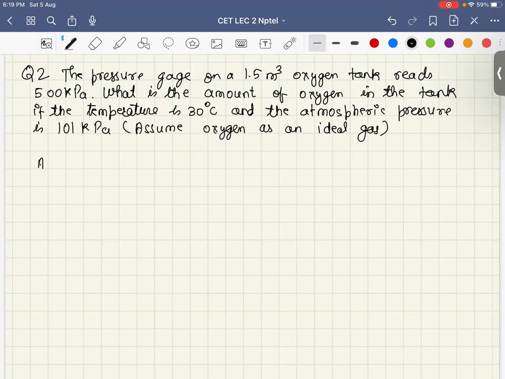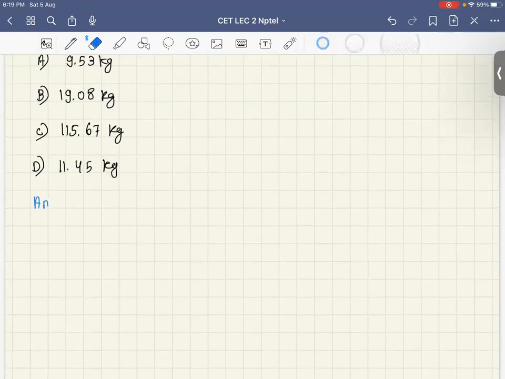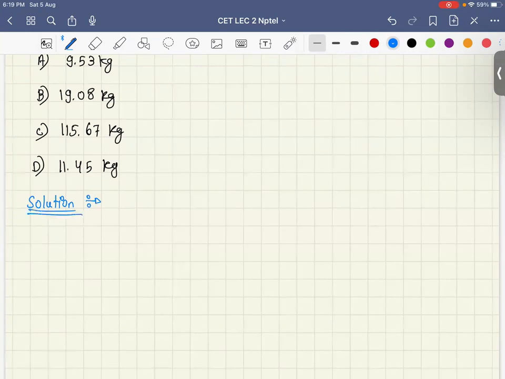Right? And the options are: option A, 9.53 kg, option B, 19.08 kg, option C, 115.67 kg, and option D, 11.45 kg. Right? So I'll give you a couple of minutes to solve it. Simply, you just have to use the ideal gas equation to get the answer.